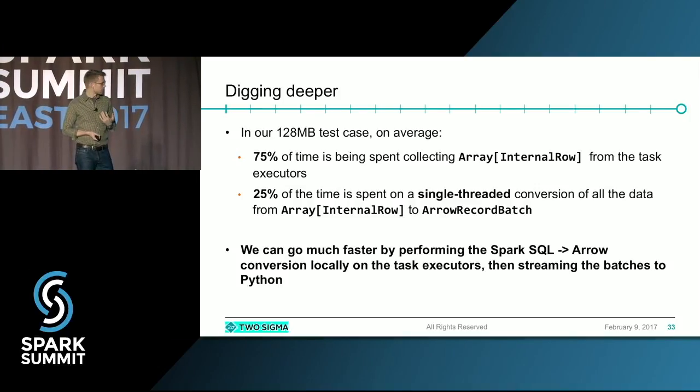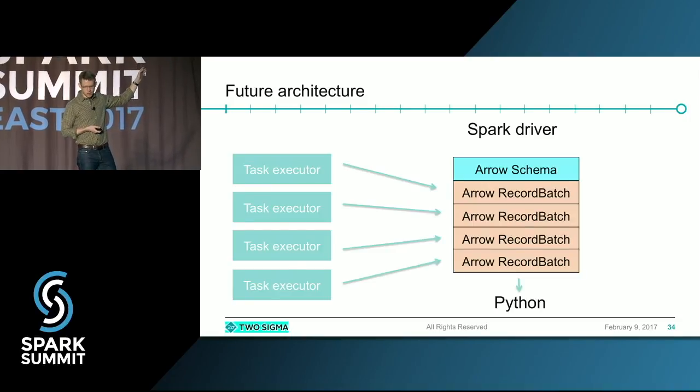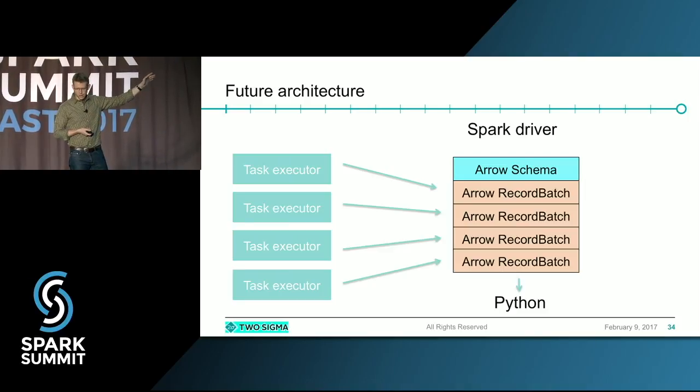One possibly obvious thing we can do is rather than collecting all of the data from the task executors on a single node and doing the conversion, we could perform the Arrow conversion in parallel on the task executors, and then have those task executors send serialized Arrow record batches back to the driver, and those can be sent out in streaming format to the Python process.